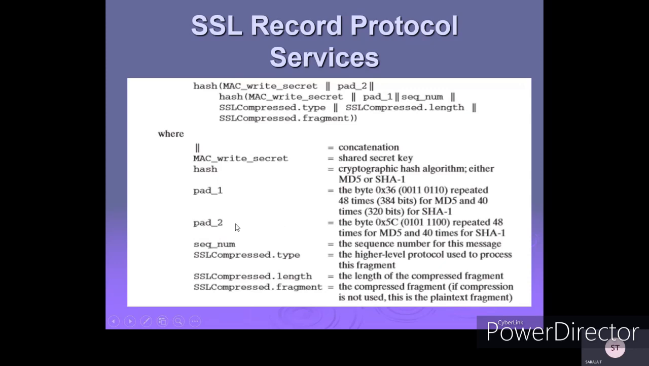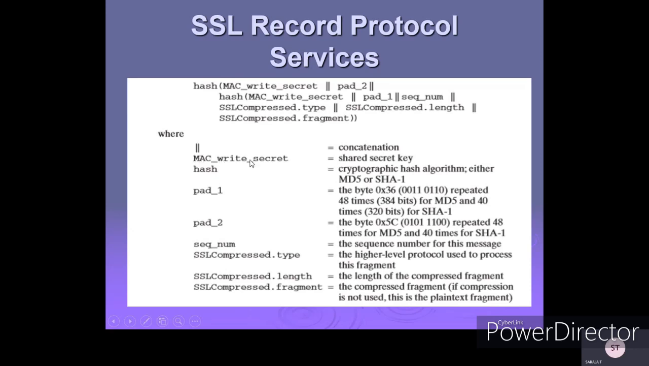Okay, if you are going for pad 2, the byte 0x5C, that is 5 is 0101 and C is 1100, repeated 48 times with respect to the MD5 hash function. If we are using SHA1, then 40 times you have to repeat this value for MAC calculation. Okay, hash functions are MD5 and SHA1, two different types of hash functions are there. Any one you can use. MAC write secret is the shared secret key, which will be shared between the client and the server.